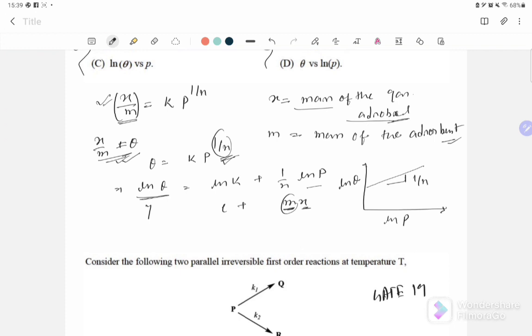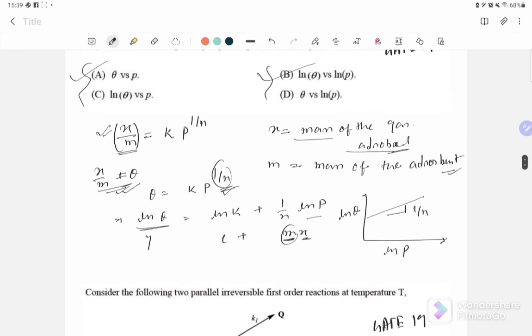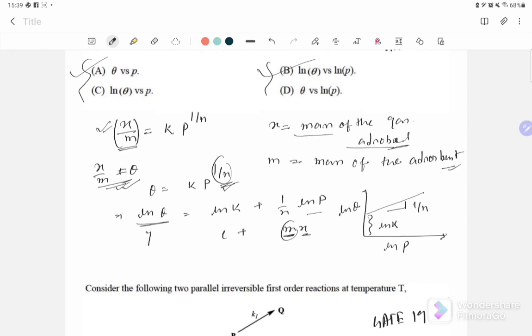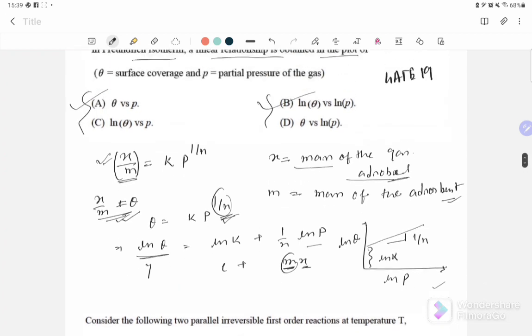This is 1 by n, that is the slope, and the intercept is ln k, it is c. Okay, our answer will be B.